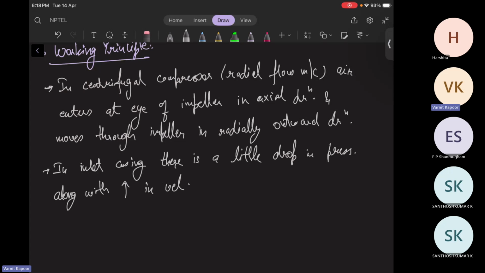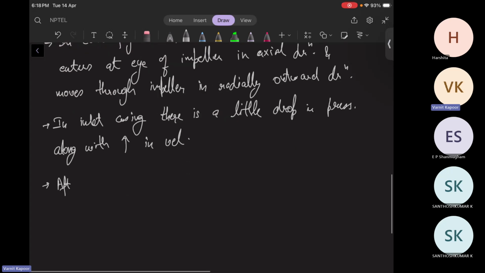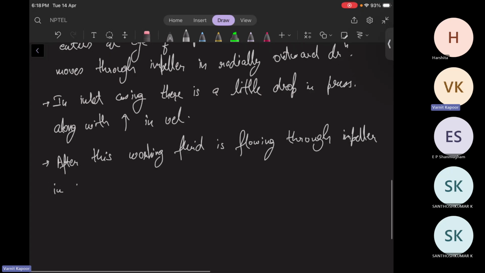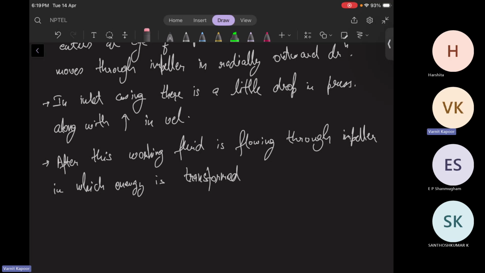Okay. After that, this working fluid is flowing through the impeller, in which energy is transferred, along with increase in static pressure. And there is also increase in the kinetic energy.